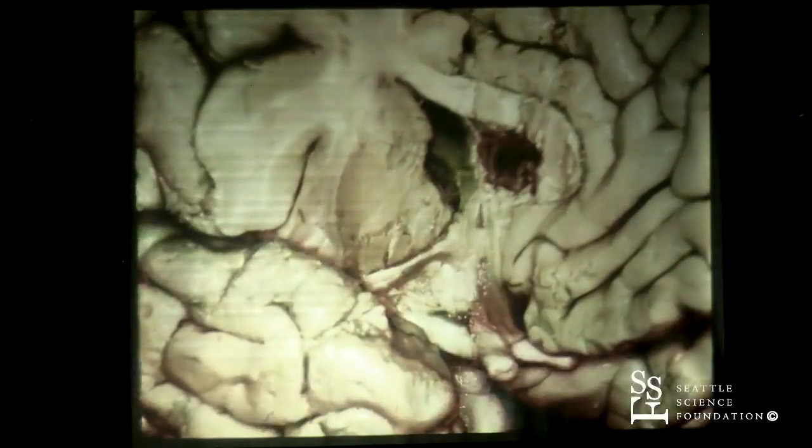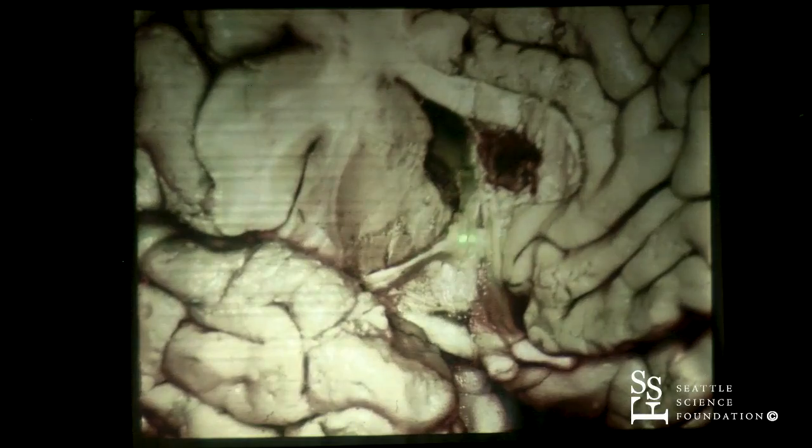Posterior commissure. This is the anterior commissure. Okay, anterior commissure. And this level is the foramina of Monro. If this is the foramina of Monro, you see the column of the fornix.